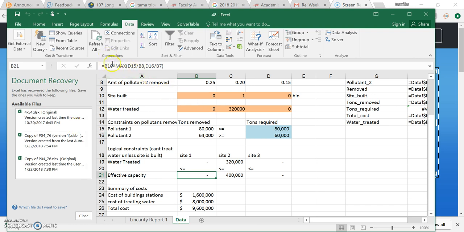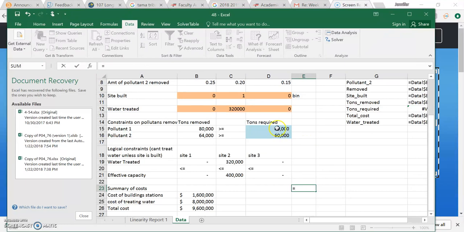So, first of all, ignore this B10. We'll go over that in a minute. He did a max formula, okay, to figure out what are the maximum number of gallons that would have to be treated at this plant in order to remove the required amount of the pollutants. So I actually want to break that out a little bit more so you can see what we did. So I'm going to do it in a couple different cells.